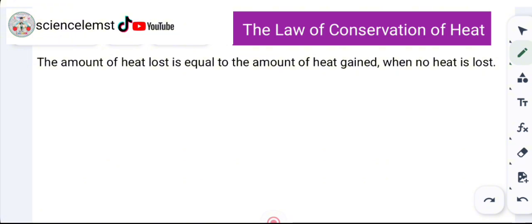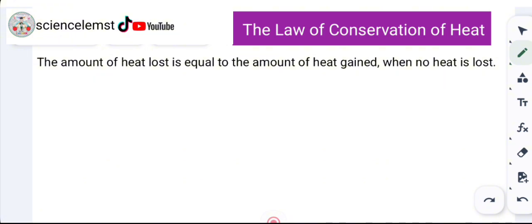Let's take it back a bit. In primary school, you learned about the principle of conservation of energy, which simply stated what? Energy cannot be created nor destroyed, but it can be transferred from one object to another, or it can be transformed from one form of energy to another.